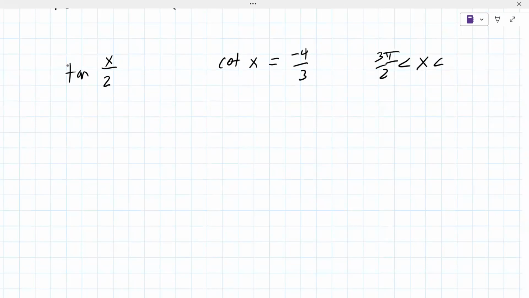Let's say you wanted to find the tangent of x over 2, and you're told that the cotangent of x equals -4/3, and you're in the fourth quadrant. So 3 pi over 2 less than x less than 2 pi. So could you attempt to find all three sides? And what you're really supposed to figure out out of all this is the cosine of x.